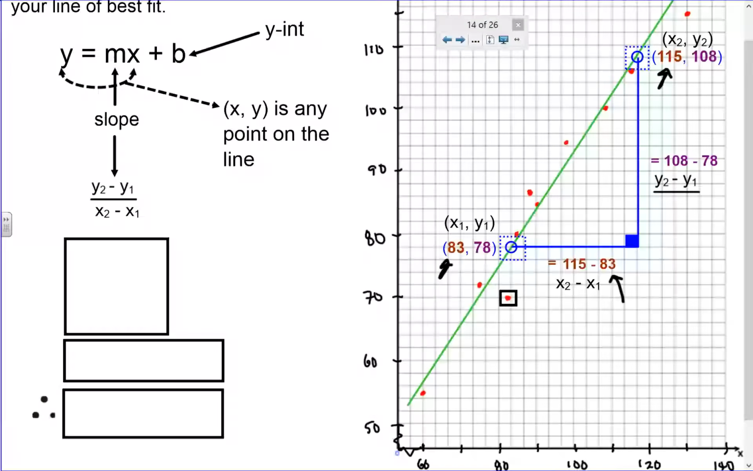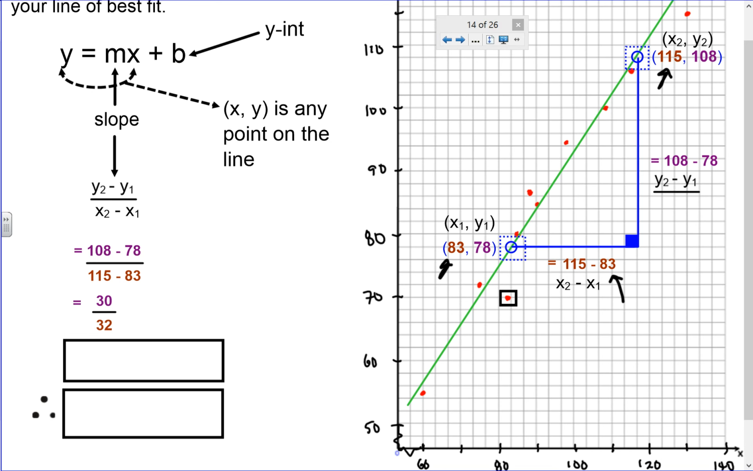Okay, so now that we have a relationship and we know what the difference is between the y values and the x values, we can find a rate of change. So that rate is 30 over 32, and in lowest form, 15/16, or 0.9375. What's just as important as calculating that is determining the significance of that.